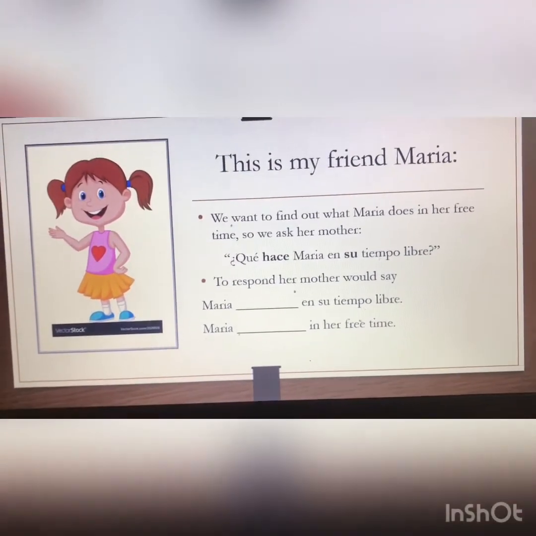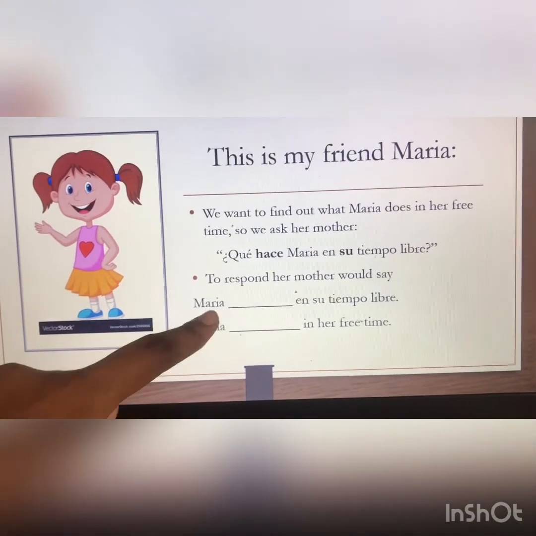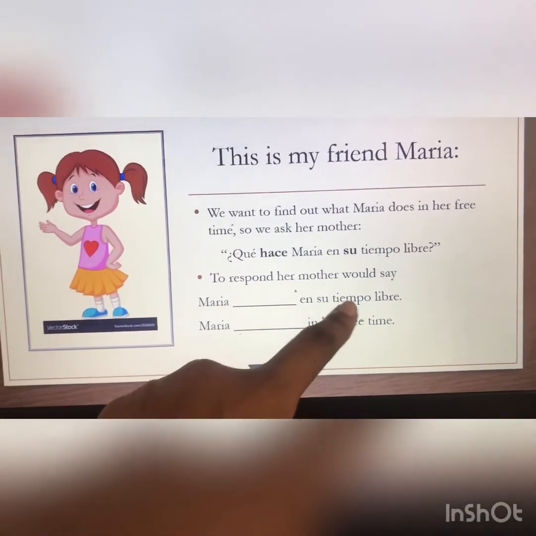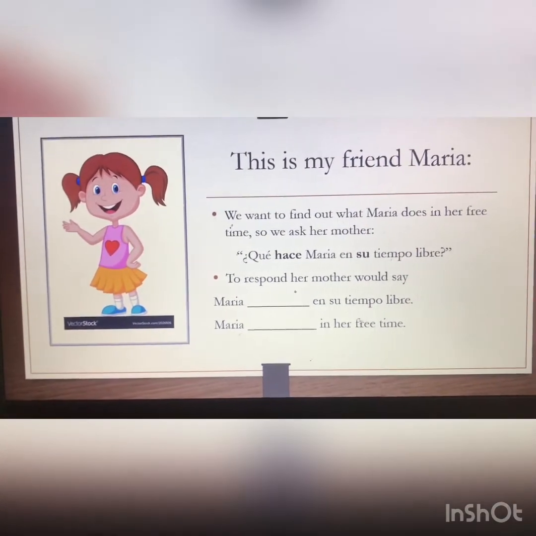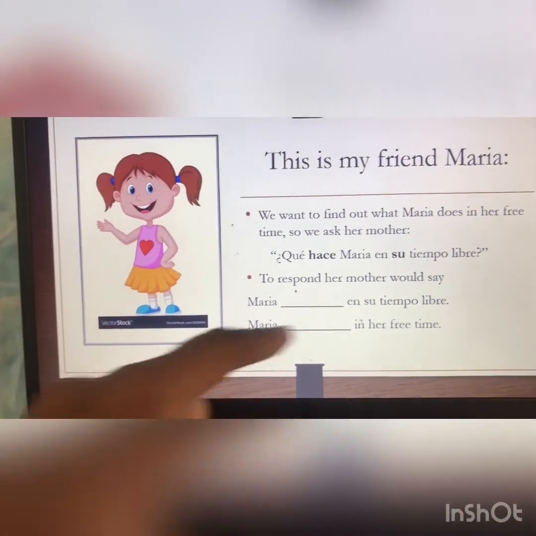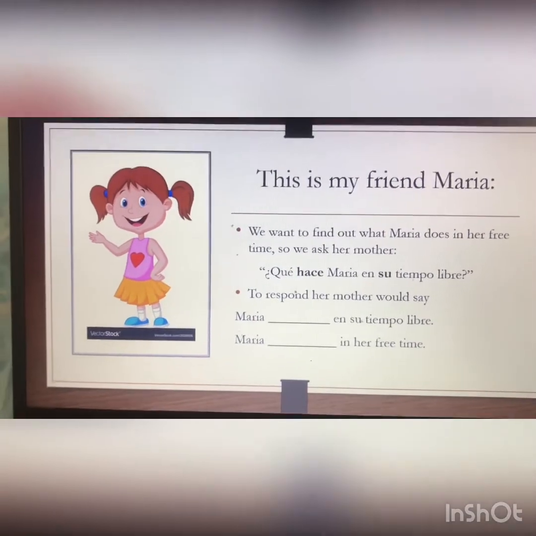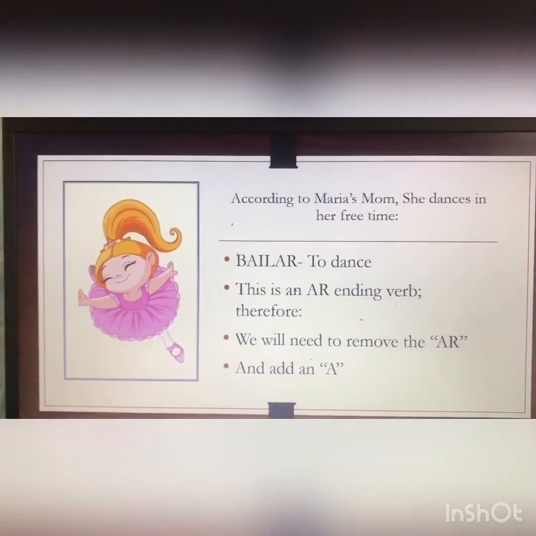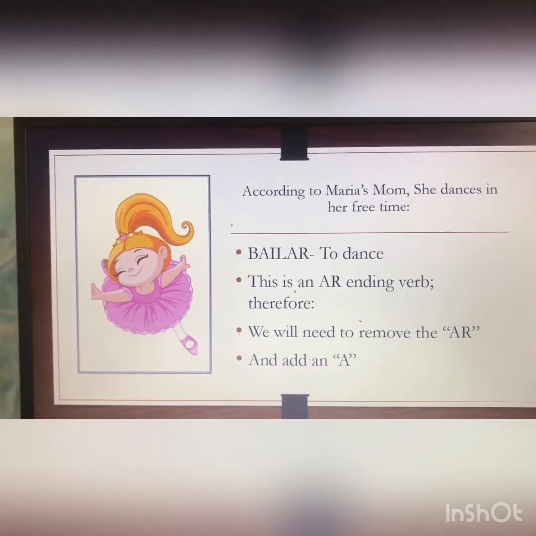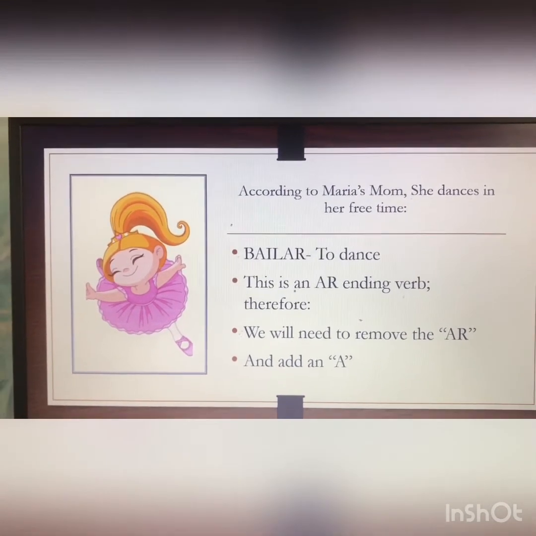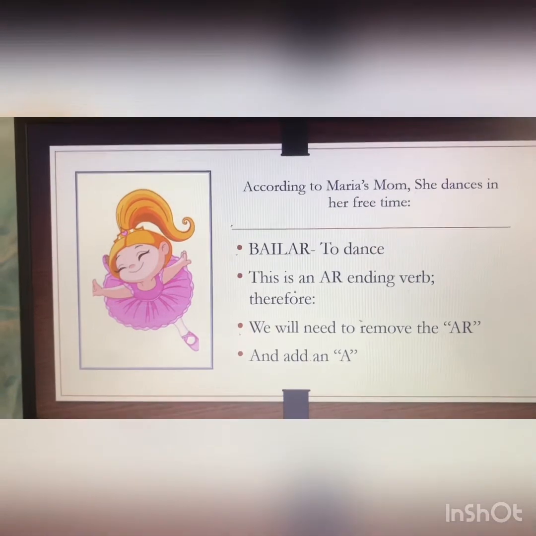Now to respond, the mother would say, María dash en su tiempo libre. Meaning, Maria, whatever the action is, in her free time. So the verb would go on the line right here. Now, according to Maria's mother, Maria dances in her free time. Now, the verb to dance in Español is bailar.